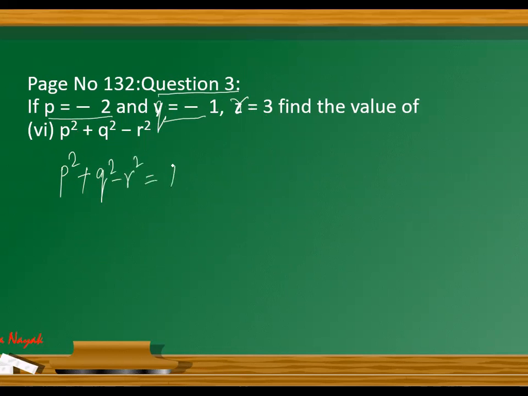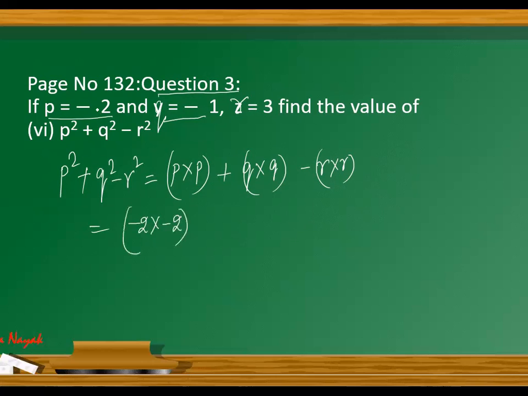P square means P multiplies by P, plus Q square, Q multiplies Q, then minus R multiplies R. So this will be minus 2 multiplies minus 2, because P is minus 2. Then Q is minus 1 multiplies minus 1. Then your minus 3 multiplies 3.